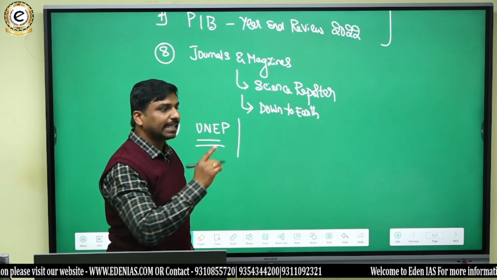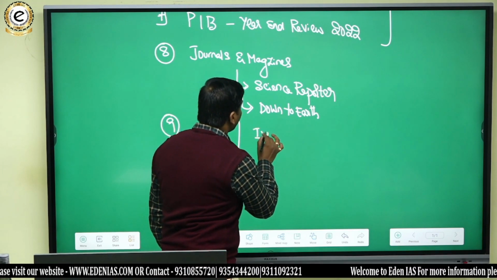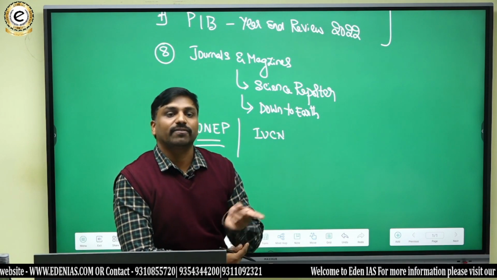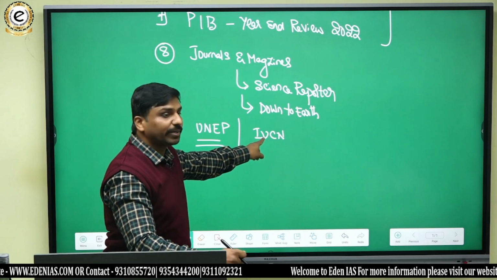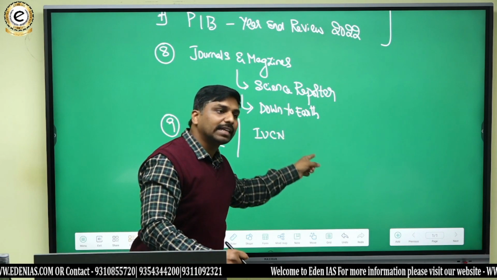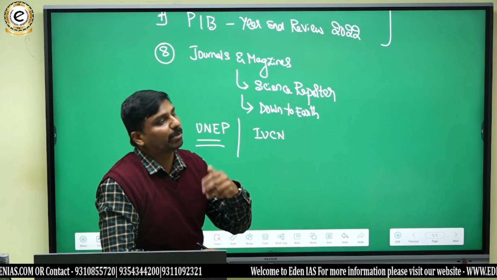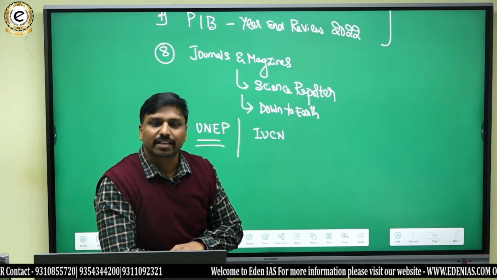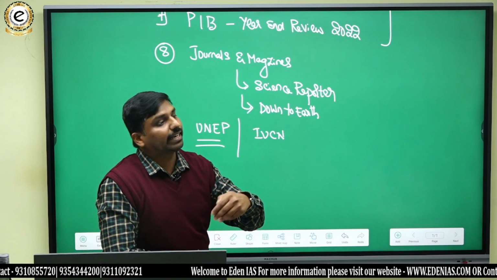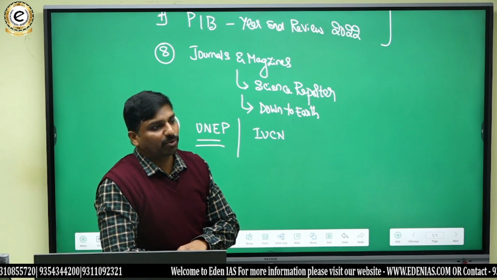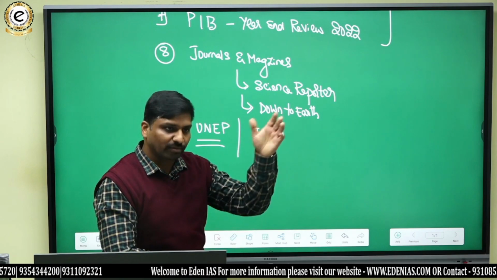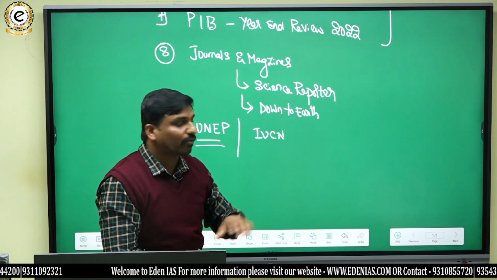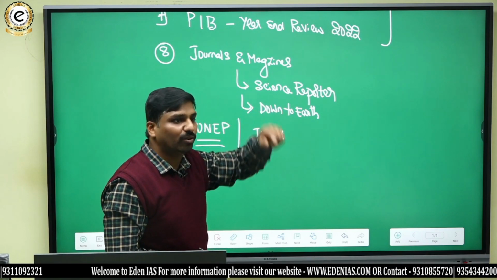And apart from that, there is another organization called IUCN, International Union for Conservation of Nature. And the IUCN regularly publishes the data of threatened species, and which species are in critically endangered position, endangered position. Let's try to understand all of them. But what you have to do after our classes, I'm just saying, is try to keep all of them in mind and follow likewise.